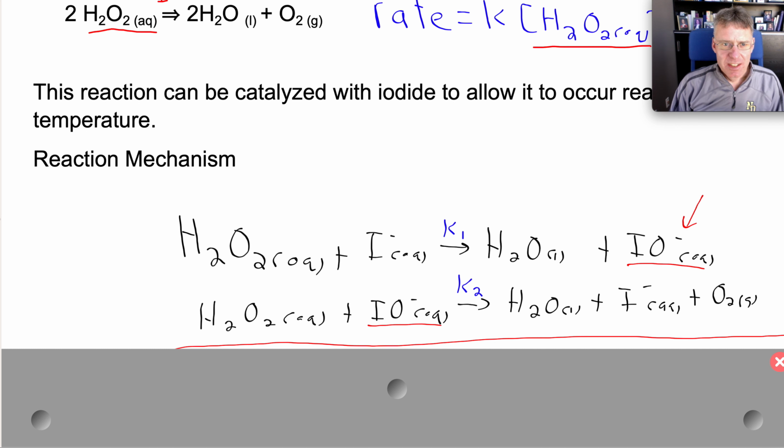So there is a term that we've already discussed showing up. We've got this IO-. It is first made, then consumed. So this is a catalyst, because it is used up, then regenerated. This is an intermediate.